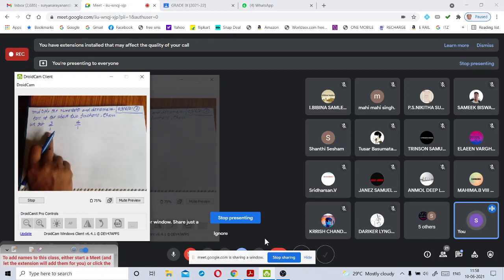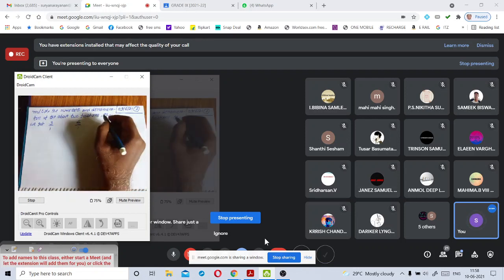This is 3 by 1, that is the first fraction, and this is the second fraction, 4 by 1. Here we are going to multiply the numerator and denominator of these two fractions by 7. Okay.